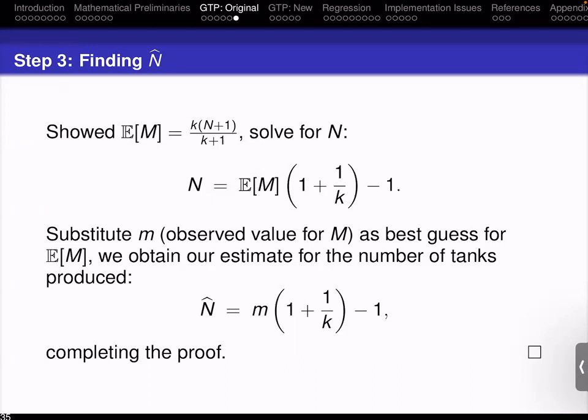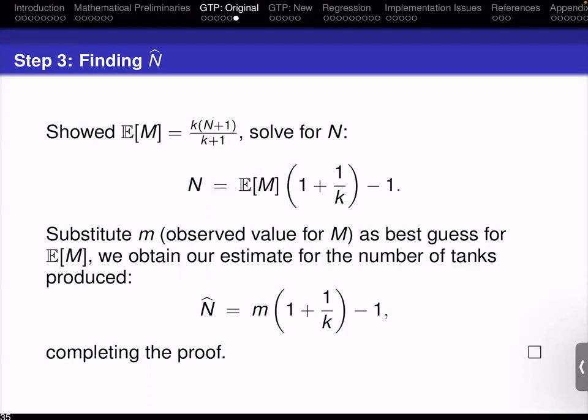And so now to get our formula, we just say, okay, well, we don't know the expected value of m. We'll put in the value we observed for m, and we'll use that to get our best guess. And then in statistics, I'll talk about all the different kinds of biases and whatnot in estimates like this. But this is a great way to get a test statistic, to get an estimator from our data. And we now estimate the number of tanks as m times (1 plus 1 over k) minus 1.